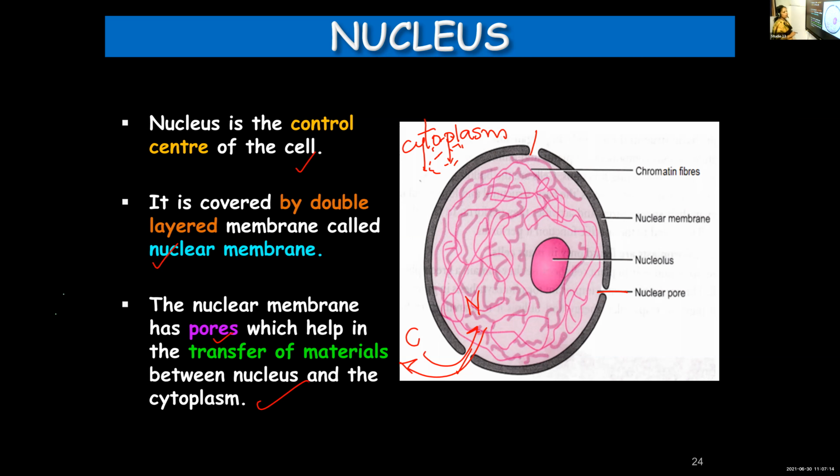Once again, nucleus is the control center of the cell. It regulates all the activities taking place in the cell. It's covered by a double layered membrane, which you call as nuclear membrane. And the nuclear membrane has small pores. We call them nuclear pores. They help in transferring materials between the nucleus and the cytoplasm.